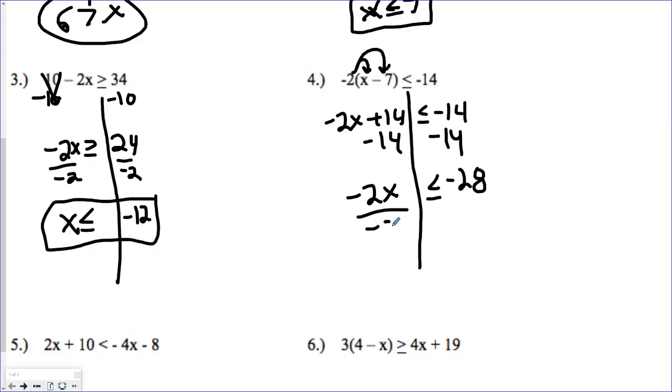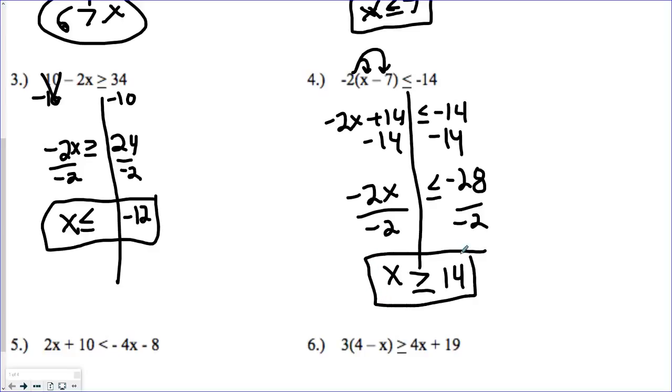Then you divide by negative 2. And you get x, and then I'm going to flip the symbol again because I divided by a negative number. So x is bigger than or equal to 14. Again, it does not matter what the end number comes out to be. If you ever divide by a negative number, you're going to flip the symbol in the middle.